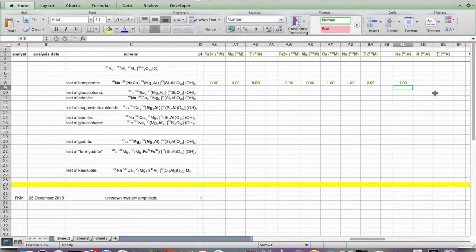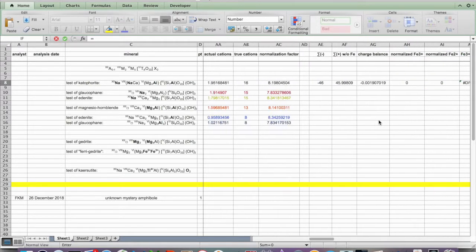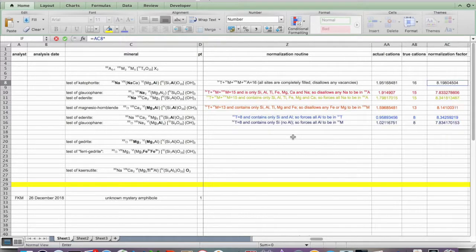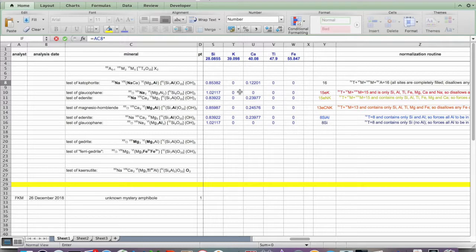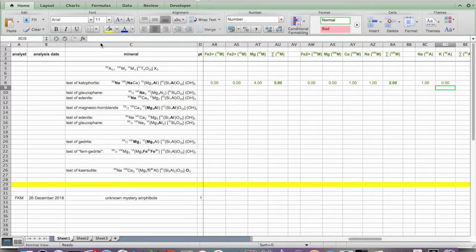Okay, so for potassium, this is the only site that potassium can go in. So I'm going to just do the normalization factor times potassium. And again, I'll put that $ sign here in front of the normalization factor. And again, we had no potassium in our original analysis, and so potassium shows up here as 0.